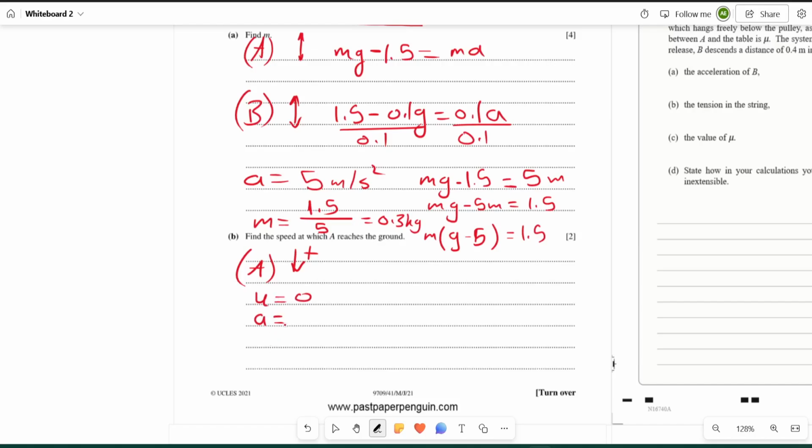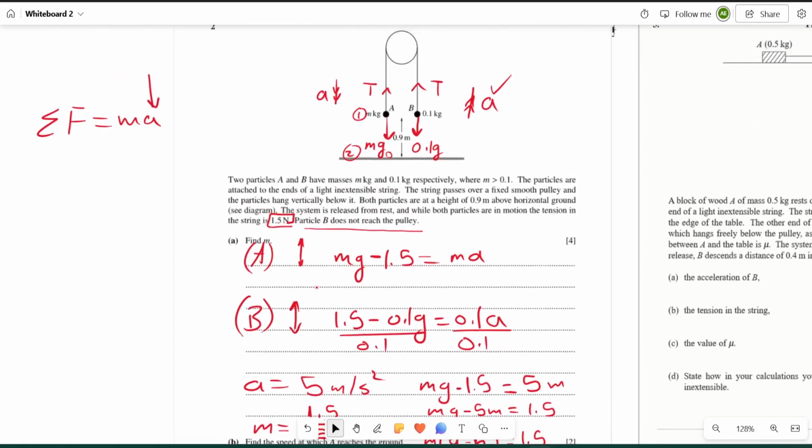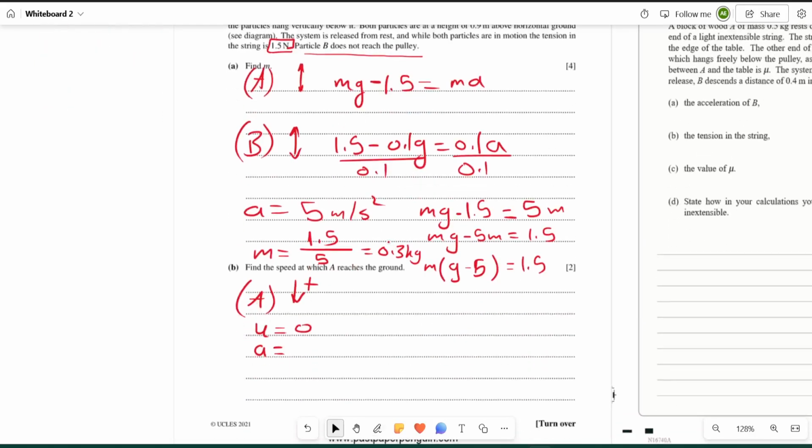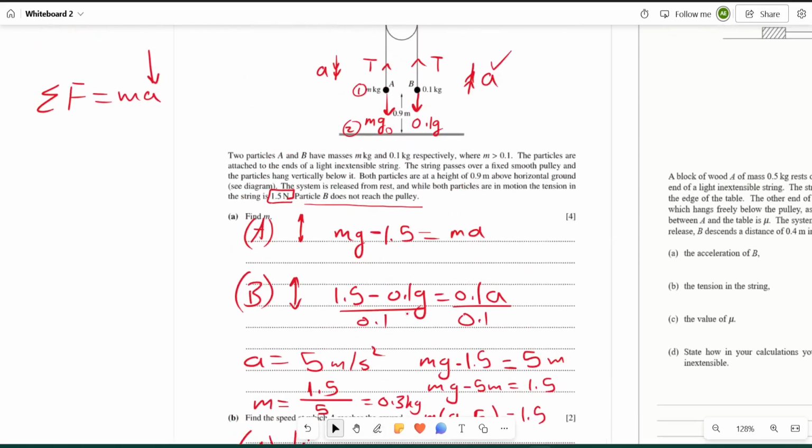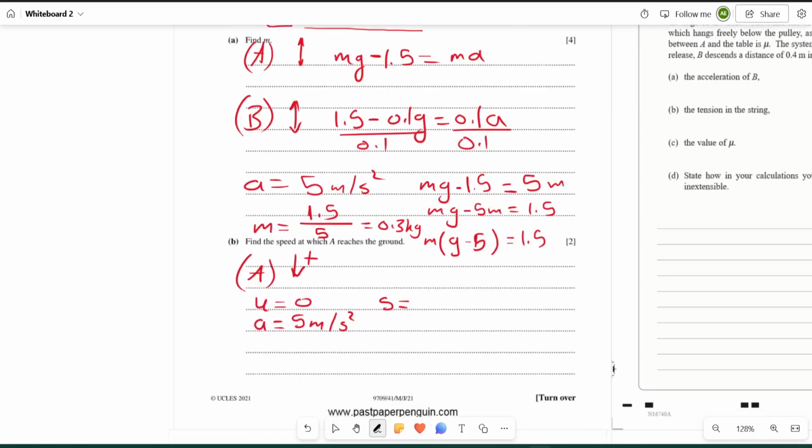I know that my acceleration for A is pointing downwards, so it's going to be positive, and I calculated it as 5, so it's positive 5 meters per second squared. I have S, which is a displacement. What is a displacement? I know that A is going to move a distance of 0.9 meters, and this distance is below my starting point, and I said anything pointing downwards is positive, so I'm going to take S as positive 0.9 meters, and the question asks me for the final velocity.